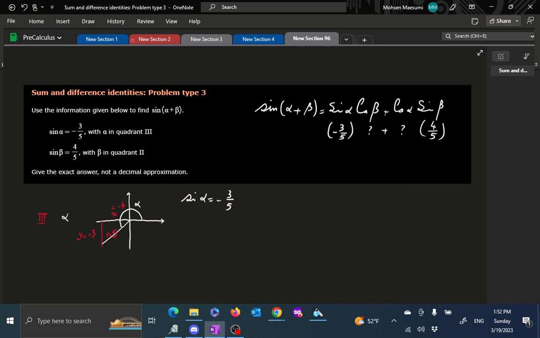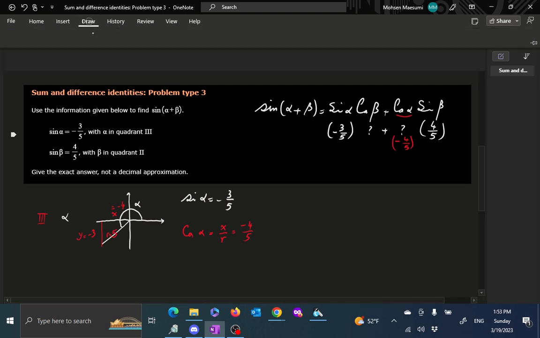What do we want from this situation? Well, we want the cosine of alpha. Cosine of alpha is a ratio of adjacent to hypotenuse. So it's going to be minus 4/5, and so I'll have this quantity here, minus 4/5.